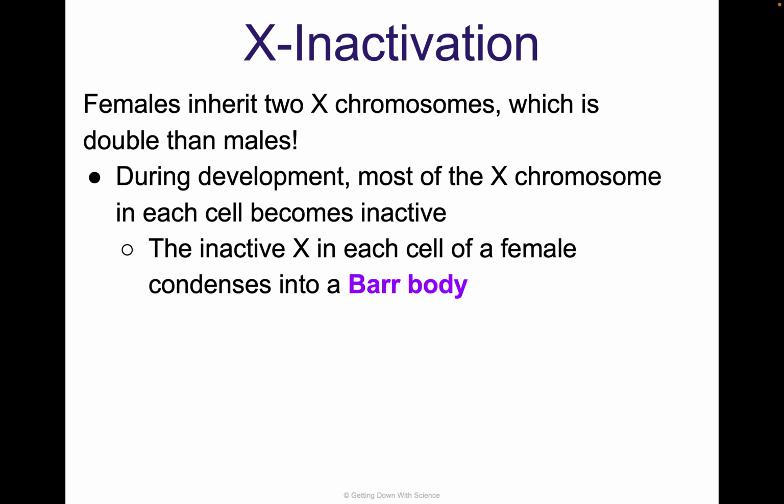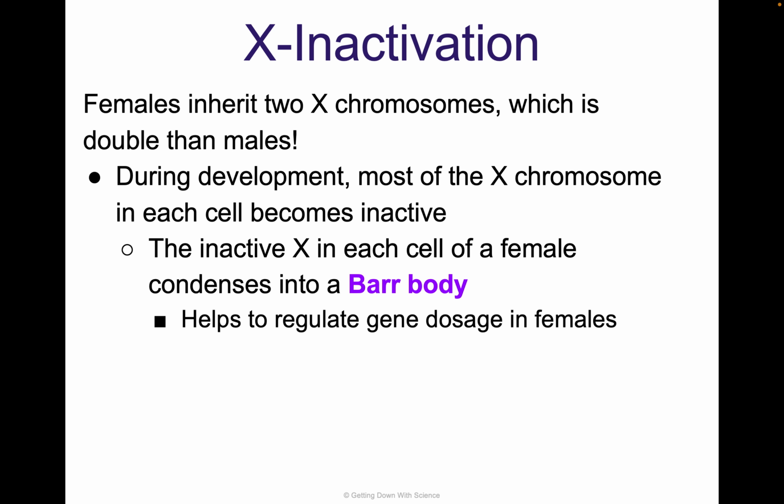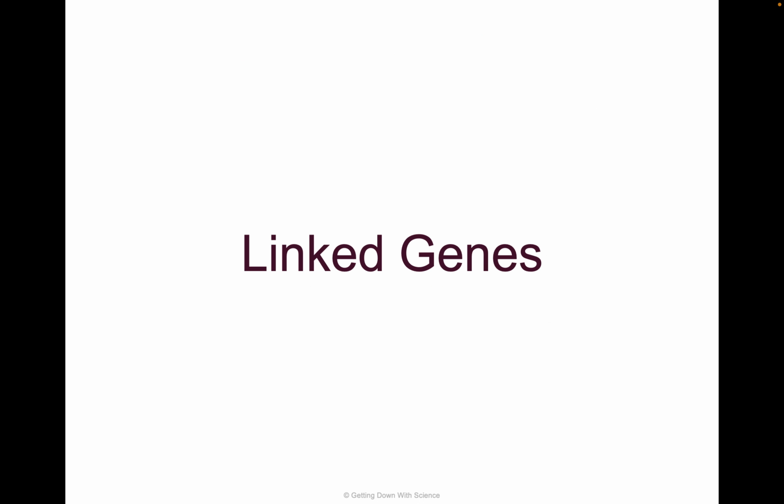So in X inactivation, one X chromosome can affect the other X chromosome. One of them will become inactive. It condenses real tight into what we call a Barr body. And what that does is it helps to regulate gene dosage in females, how much of this gene is being expressed. Remember, we have the two X chromosomes. One of them can remain inactive while we express the other.